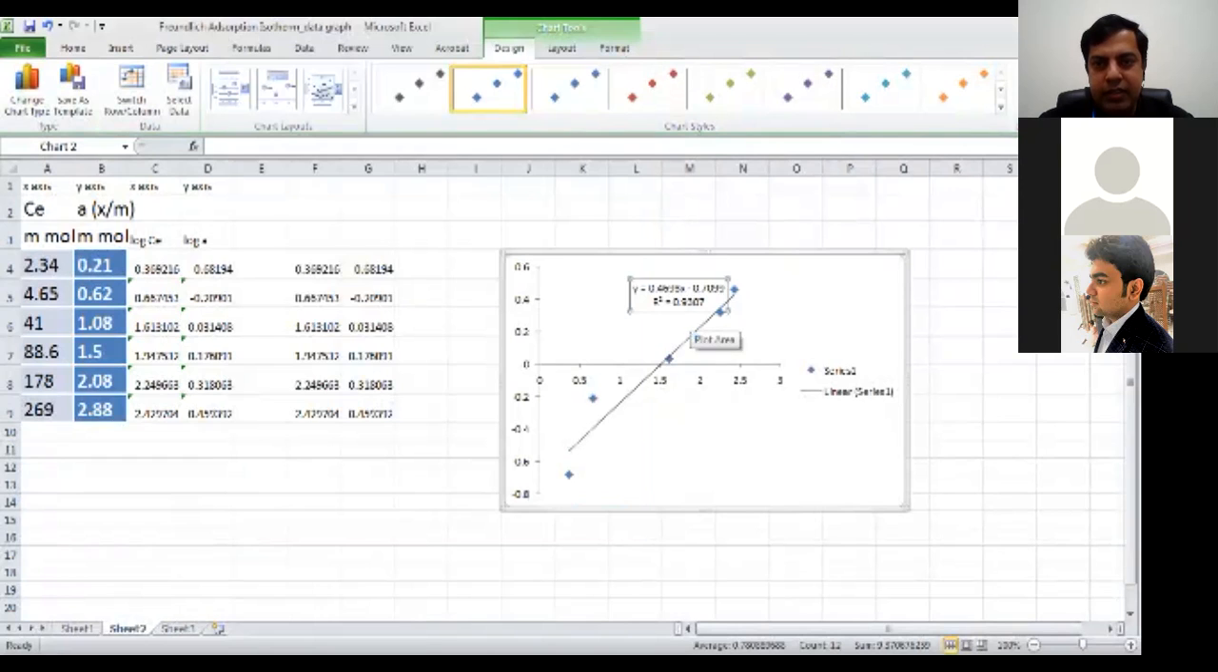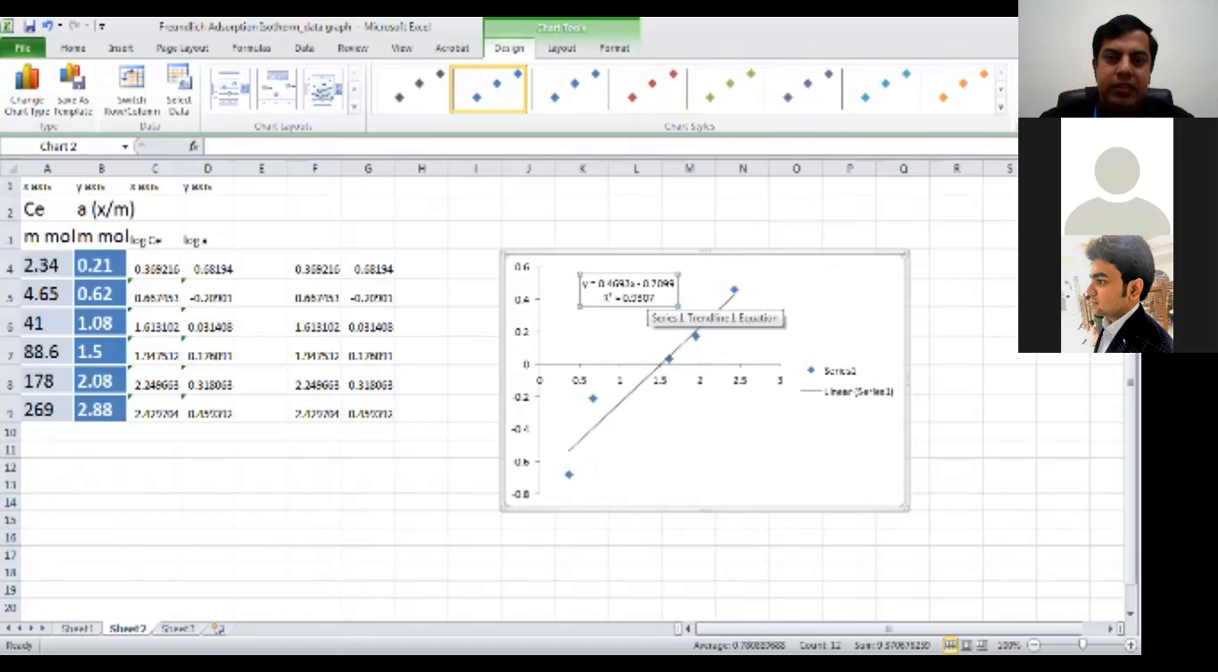So you can see over here, it has automatically plotted the straight line, and the value of the R square is 0.9307. This is a good value, because the maximum value of the linear regression constant would be 1. So it is near to 1. That means the data is good. And now, y equals mx plus c.